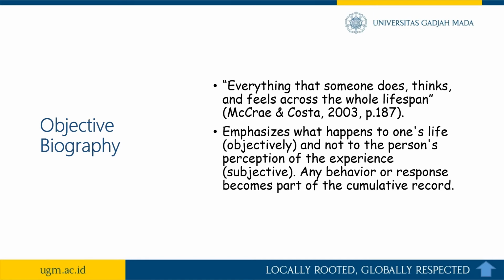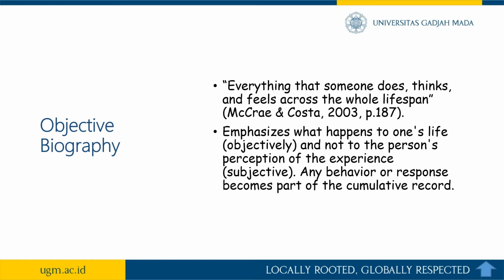The second peripheral component is the objective biography. It's everything that someone does, thinks, and feels across the whole lifespan. Basically, our autobiography, every single thing. So it emphasizes what objectively happens to us, and not our perception of the experience. So not our subjective perception.